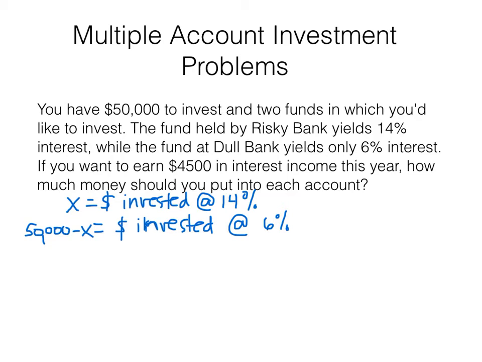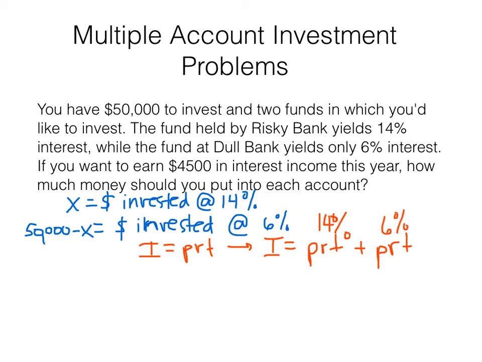Now, let's think about our equation here. Our equation is I equals PRT. We have to tweak it a little bit. We have 2 different investments. So we're going to have I equals PRT for one investment plus the PRT for the other investment. So the first one will be the 14% and the second one will be the 6%. We already know the interest we're trying to earn here. We're trying to earn $4,500. So that's the I equals.